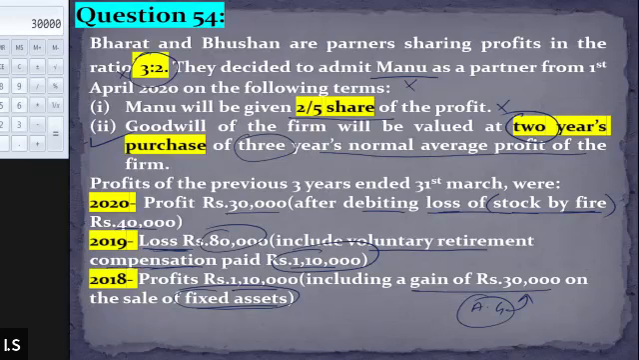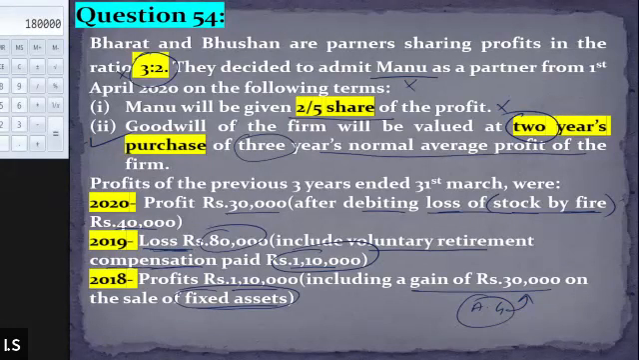30,000. Then you must have subtracted 40,000 out of it, right? So profit was 30,000, and then we have added 40,000, 70,000 for the first year. And then there is a loss of 80,000. We have to add back the 1,10,000, so there is a profit of 30,000. And then for the year 2018, we have a profit of 1,10,000 and we need to subtract 30,000 out of it, 80,000. So 80 plus 30 plus 70, it will be 1,80,000.